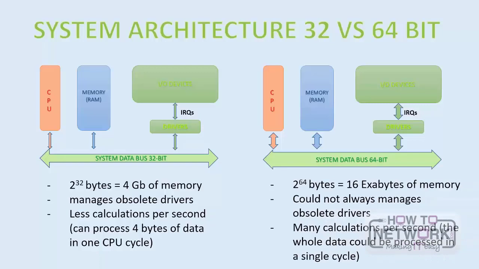A 64-bit data bus can manage 16 extra bytes of memory. It can do many calculations per second. Even its performance is better as compared to a 32-bit architecture.